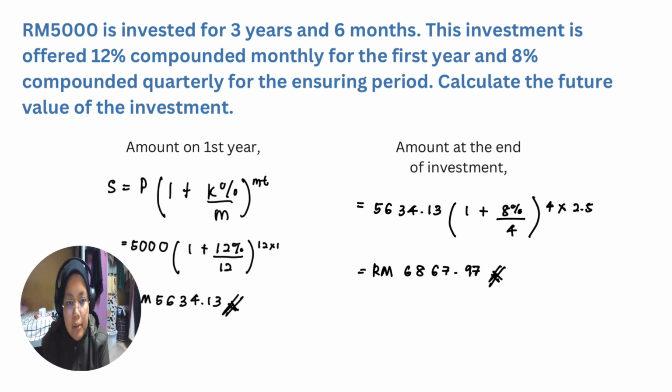And then using the same formula but change the rate from 12% to 8%, and the value of m from compounded monthly, which is 12, to compounded quarterly, 4. Then you will get the final answer, which is 6,867 ringgit 97 cents. And I think that's all from me. I'll pass the slide to Sarah to explain to you the questions for this topic.